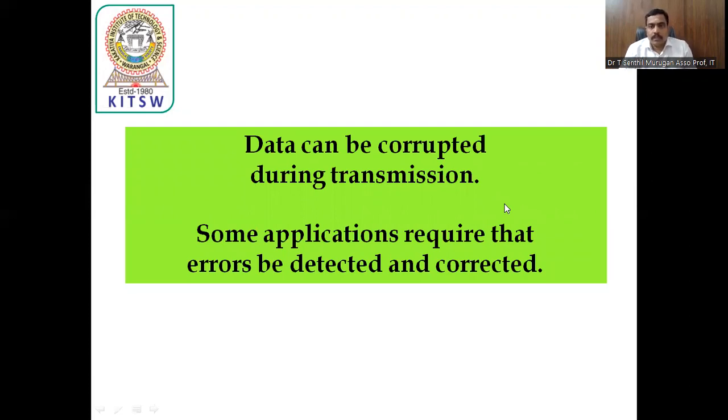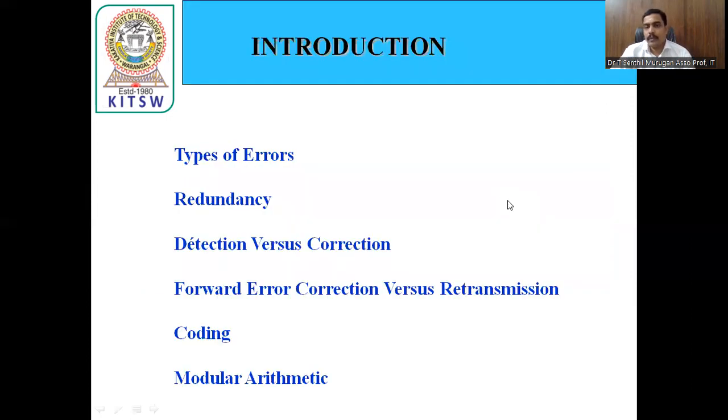Some causes are there, which we have already discussed. Some applications require that errors be detected and corrected. If data is lost, how can we detect that the loss is there, and how can we correct it? In this video lecture, we are going to discuss the types of errors, the meaning of redundancy, detection versus correction, forward error correction versus retransmission, coding, and modular arithmetic.